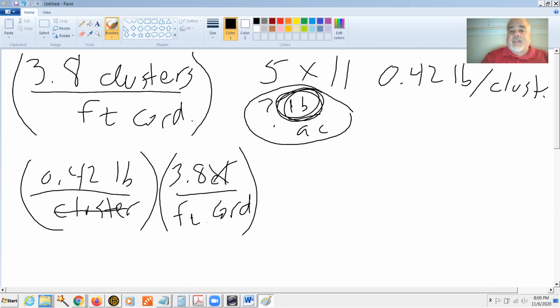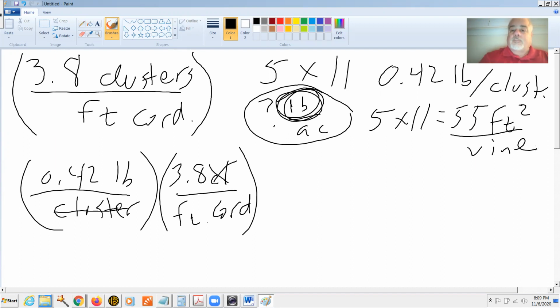That's not quite there yet. I've got a 5 by 11. What is 5 times 11? 55 square feet per vine. That's what that means, right? That's what 5 by 11 means. So I've got 55 square feet per vine. That doesn't help me yet. I can't figure out how to put that there.